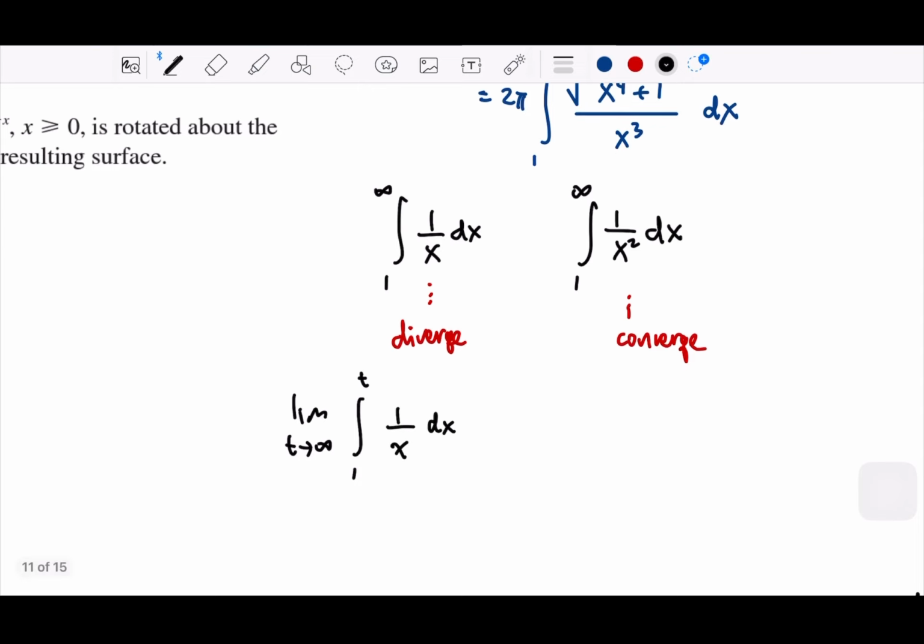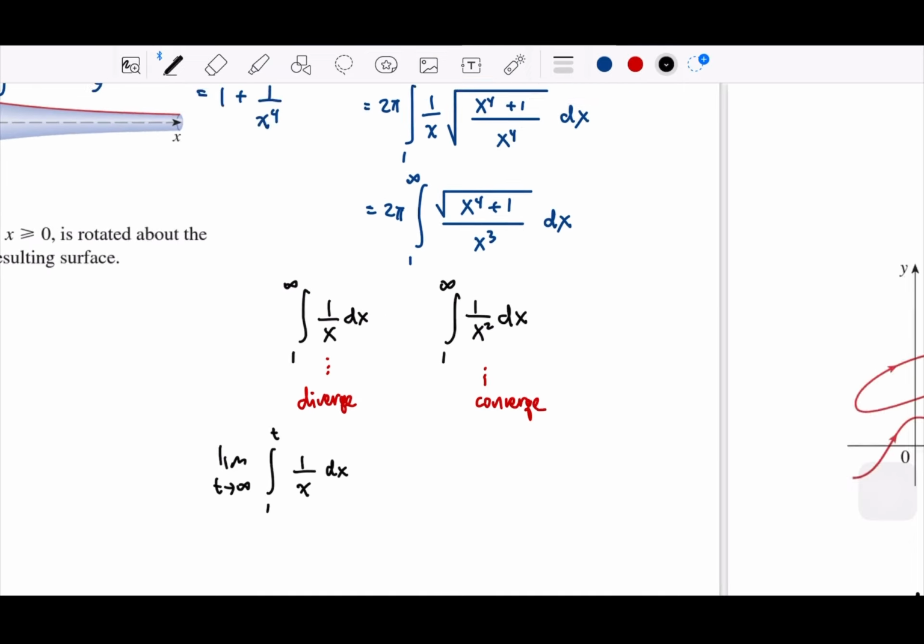And we can try to solve this first. You will see that 1 over x becomes the ln, and you will see that it proves this one diverges. But this one will converge, if you remember. Because in the process, you will see 1 over the variable, which is 1 over infinity, is 0. I hope you still remember.